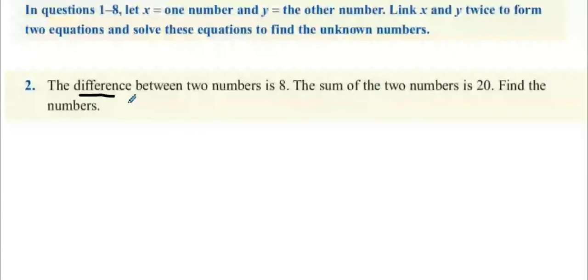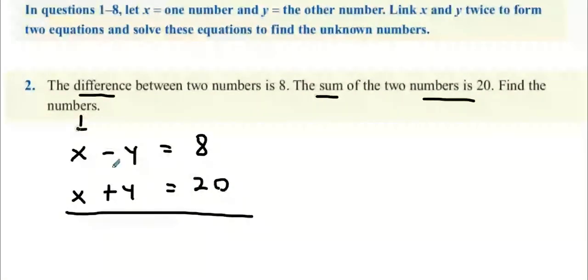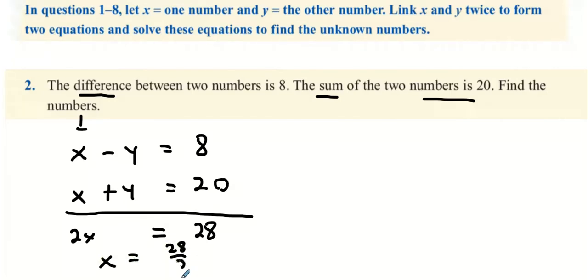So when you see the word difference, it means one number, we call that the first number, take away the second number is 8. Is that okay? Then it says the sum of the two numbers is 20. So that means when you add them together, the answer must be 20. X represents one number, Y represents the other number. Okay, you add downwards and you get 2x equals 28. And then divide by 2 and you get 28 divided by 2. You must get x equals 14.